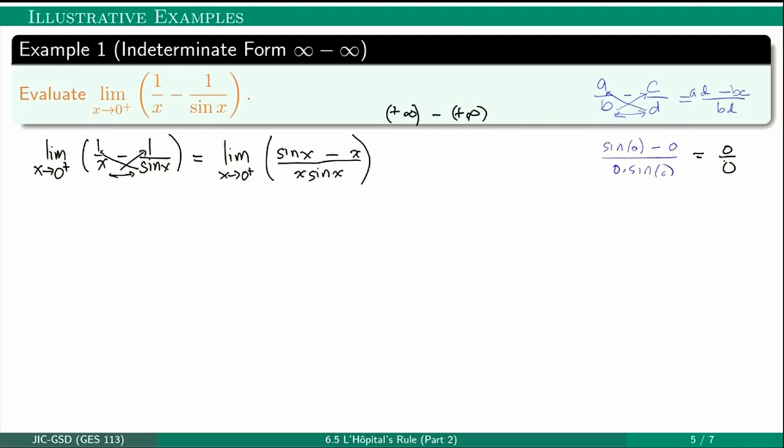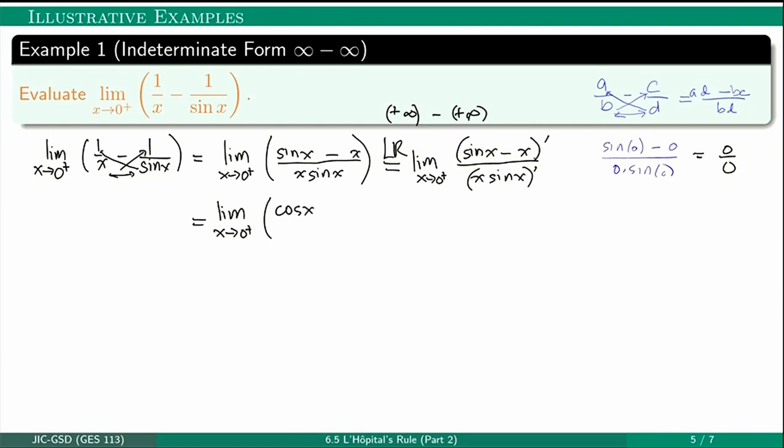Now this time we can apply the L'Hopital's rule. The L'Hopital's rule says we take the derivative of the numerator, and then we take the derivative of the denominator, and afterwards we take the limit as x approaches 0 from the right. Rewriting this, we have the limit as x approaches 0 from the right. The derivative of sine x is just cosine x. The derivative of x is just 1. So I have cosine x minus 1 in my numerator.